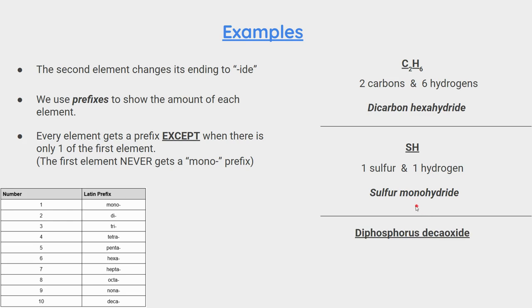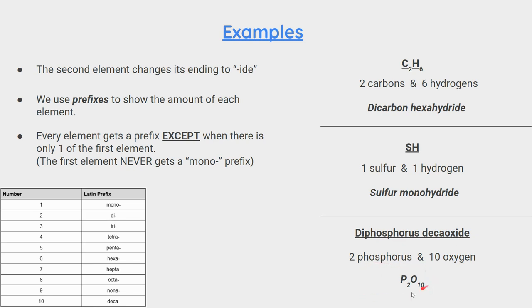And we can do this skill in reverse. Diphosphorus decaoxide. Check out your chart. Di corresponds to 2, and deca corresponds to 10. So diphosphorus is 2 phosphorus atoms. Decaoxide is 10 oxygen atoms. And let's make our formula based on that.